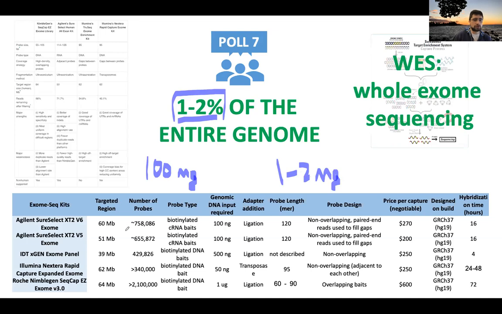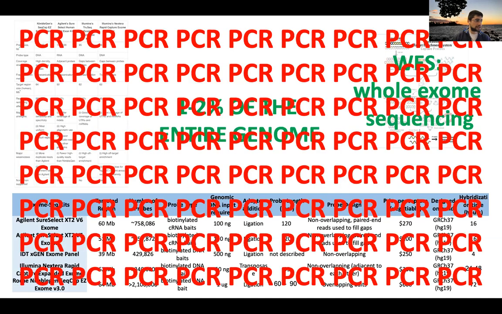So what do you usually do? This is a question for everyone if they want to answer in the chat. What do you usually do to increase the amount of material that you have of your final library? What operation do you want to perform to increase the amount? All right. Sounds good. Exactly. PCR. So you basically do PCR amplification, and this will increase the amount of final library. And that's exactly what the next slide suggested.